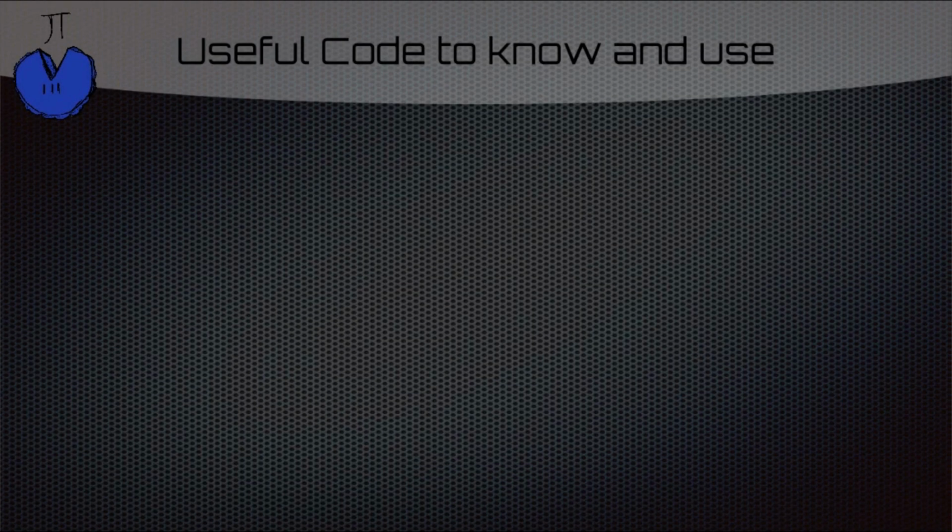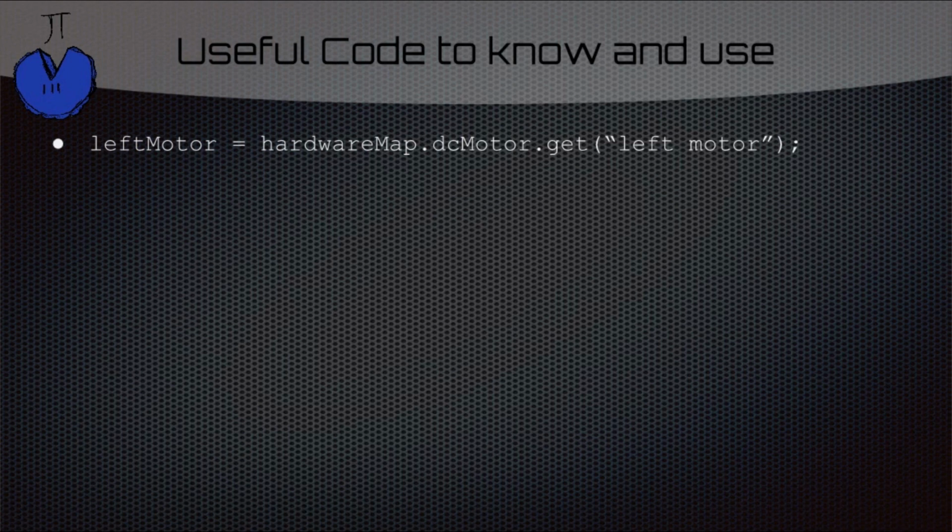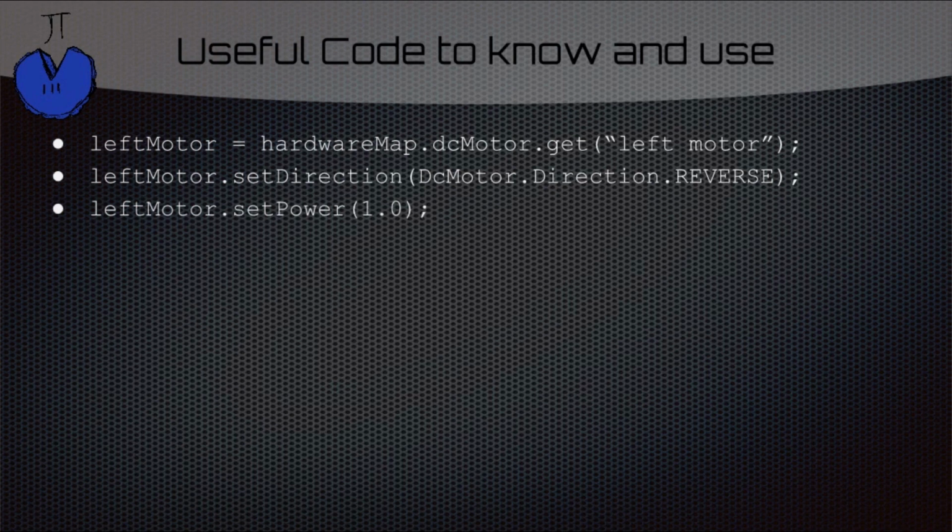Some useful code to remember and use in your opModes. You'll need to remember the hardware map, how to assign a value to your motors and servos and any of your hardware. And then you need to know name of the motor dot set direction, and then just DC motor dot direction dot, and then forward or reverse. You'll need to know name of the motor dot set power, and then anywhere from 0 to 1, 0 being off and 1 being full power.